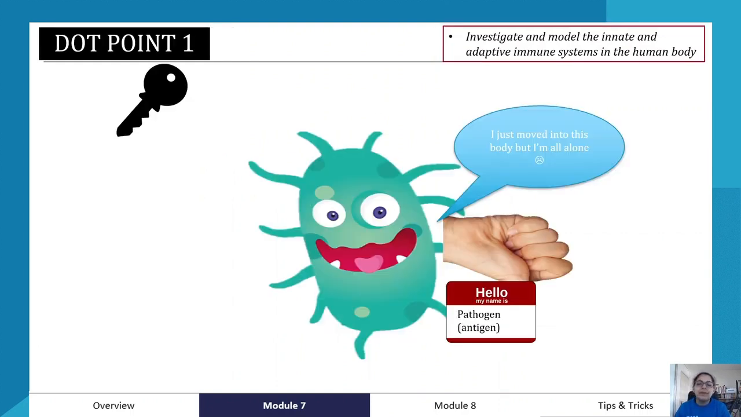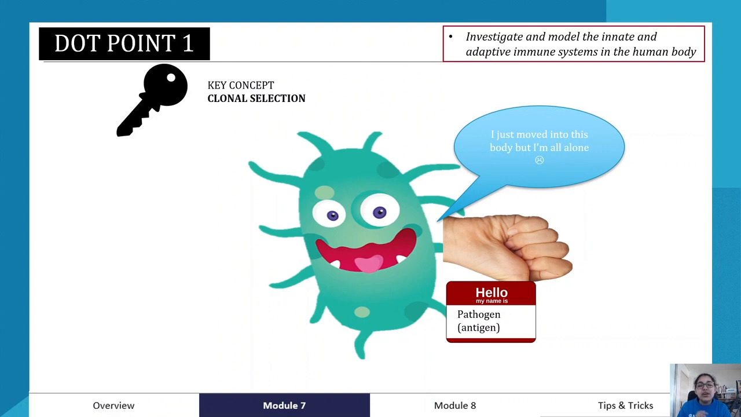So how does it happen? I'm going to explain the whole concept via an analogy. So think of it this way. I just moved into this body, but I'm all alone. We've got a pathogen here, right? The pathogen, and it has an antigen on it. That's the first thing we need to remember.